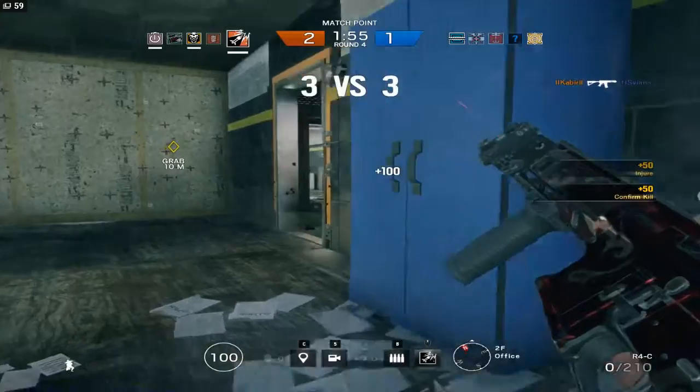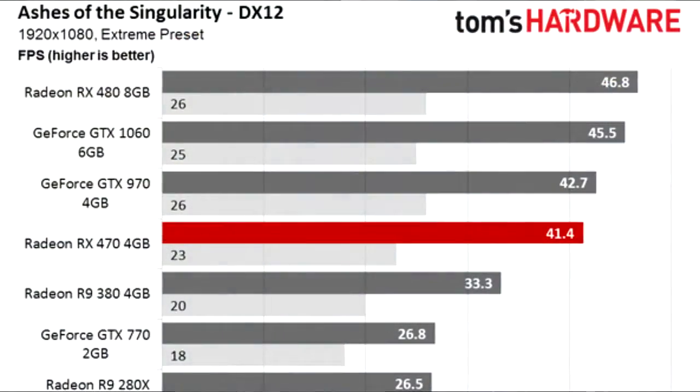So now let's take a look at the benchmarks at 1080p. Thanks to Tom's Hardware for this.